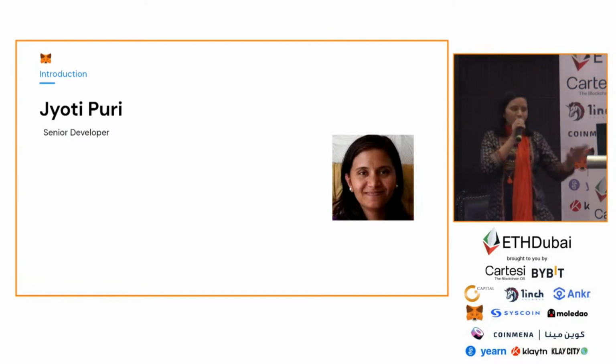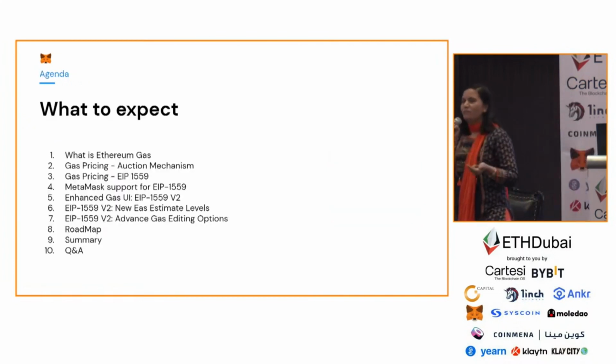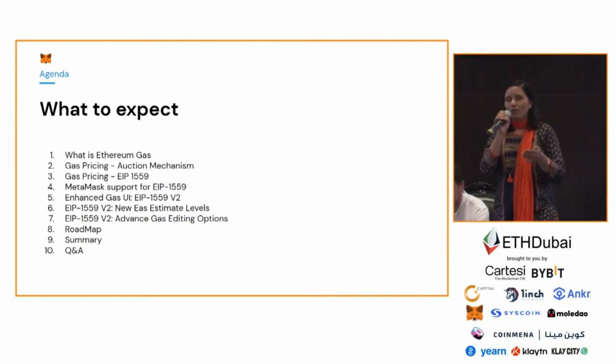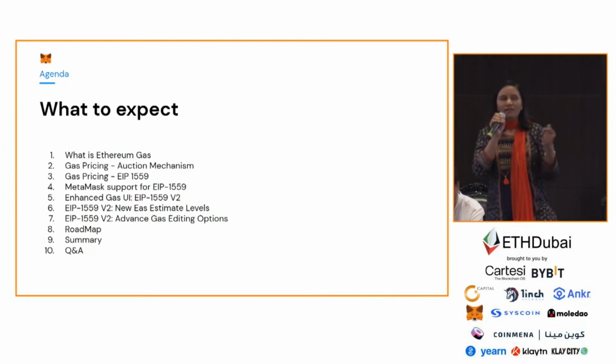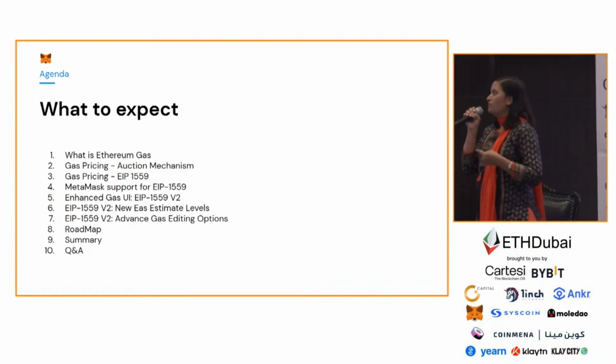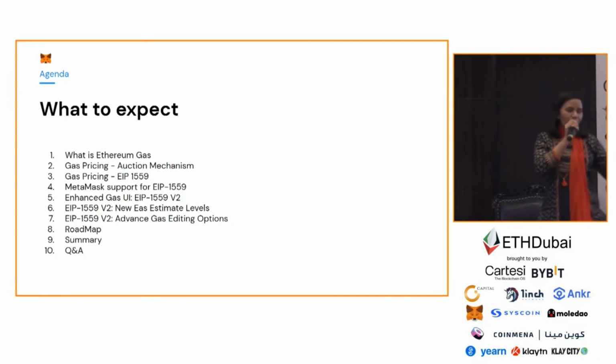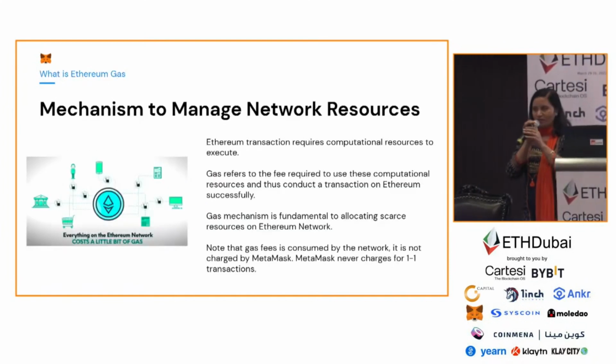During the course of this talk, in the next 20 minutes, I'll take you through what is Ethereum gas, as it might be a new topic for some of you. We'll see how gas pricing in Ethereum was done traditionally. Then we'll look at EIP 1559 and how that changed the gas pricing mechanism in Ethereum, and what MetaMask has done to adopt EIP 1559. Then we'll see what our learnings were from our initial implementation of EIP 1559 and how we have improvised upon that. Now, to begin with, what is gas in Ethereum?